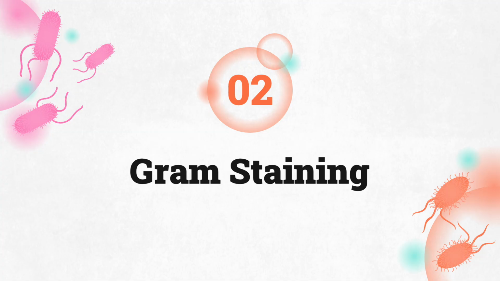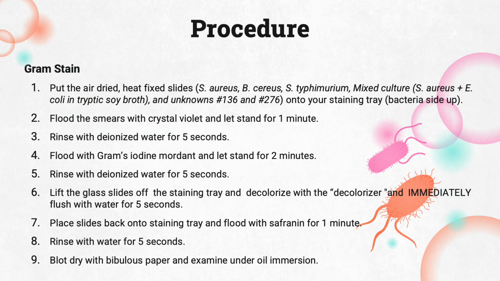Now for our gram staining. We put the air-dried, heat-fixed slides of S. aureus, B. cereus, S. typhimurium, our mixed culture, and our unknowns number 136 and number 276 onto our staining tray, making sure that the bacteria side was facing up. We flooded the smears with crystal violet and let it stand for 1 minute. We then rinsed with deionized water for 5 seconds, proceeded to flood with gram's iodine mordant and let it stand for 2 minutes. We then rinsed with deionized water again for 5 seconds.